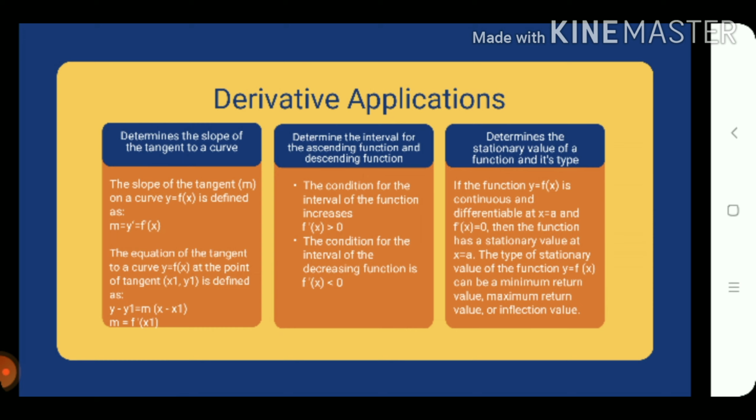The equation of the tangent to a curve y = f(x) at the point of tangency (x1, y1) is defined as y - y1 = m(x - x1), where m = f'(x1).